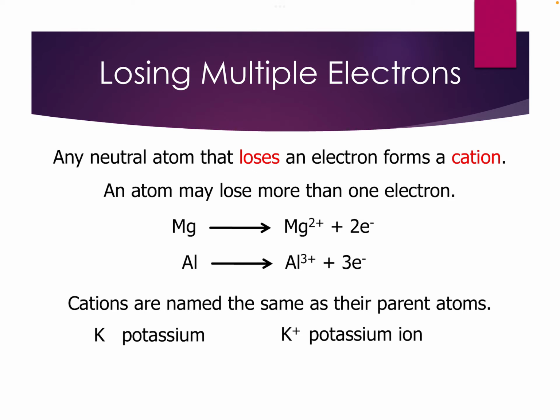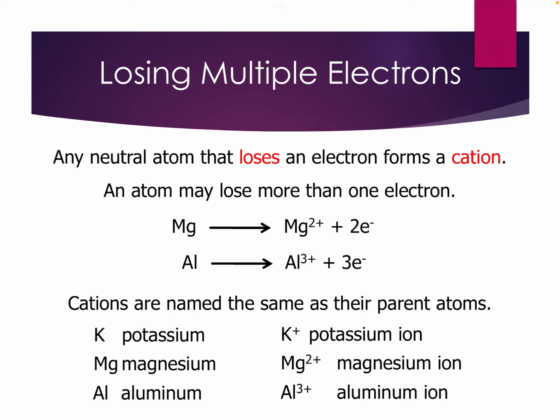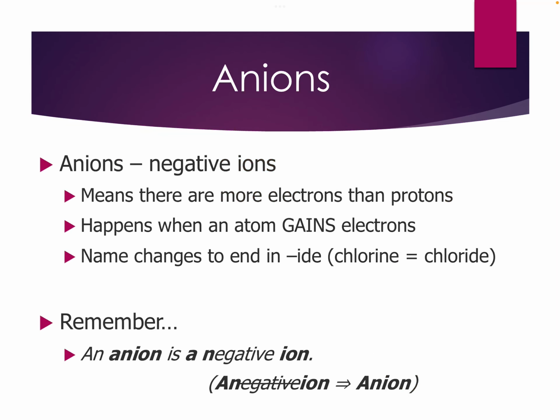And then remember, our cations are named the same as their parent ions. So a neutral potassium is just called potassium, and when it loses an electron, we call it a potassium ion. But nothing happened to that name. And the same thing for magnesium and aluminum. So there's nothing happening to this other than we added the term ion. And you'll notice the name doesn't say anything about how many electrons it lost either. We know how many electrons it lost by how many valence electrons it started with. But again, we'll talk more about that in just a little bit.